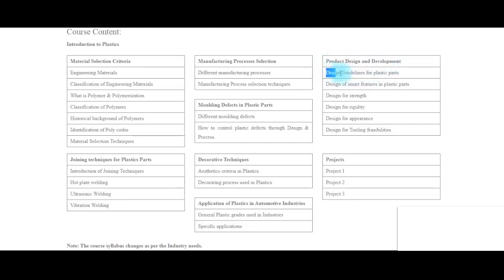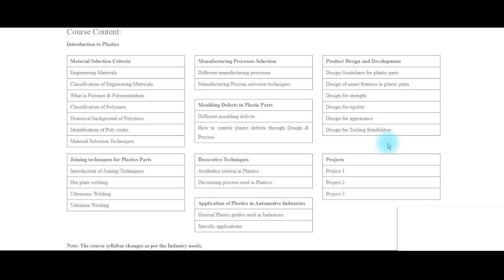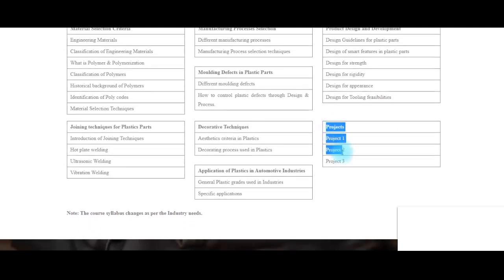And next is plastic product design and development. In this chapter, design guidelines for plastic, design or smart features in plastic parts, and design for strength, design for rigidity, design for appearance, design for tooling feasibility. Meaning if we design the plastic part, then which kind of tool and what kind of concept are used for tooling purposes, and for costing, for less costing also we can consider all these chapters. And aesthetics of the component also as per the customer requirement.